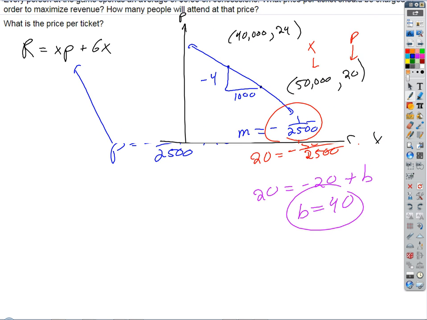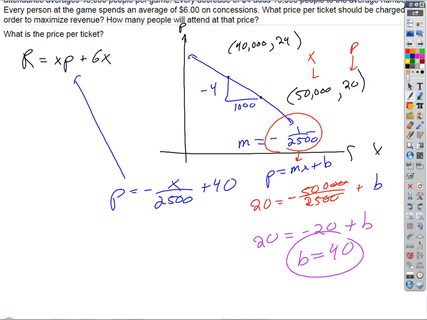And so if I do that, what am I going to get? I'm going to get R of X equals X times this. So that would just be 40, let's put the 40 first. So that's going to be 40x minus x squared over 2,500 plus 6x. Okay, we good? Can I scroll down? Tell me when you guys are ready.